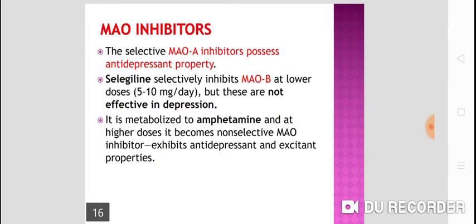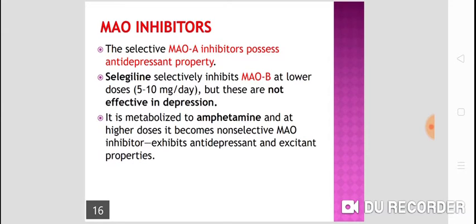Selegiline selectively inhibits monoamine oxidase B at lower doses, 5 to 10 mg per day, but these are not effective in depression; they are effective in Parkinsonism. But selegiline is metabolized to amphetamine, and at higher doses it becomes a non-selective monoamine oxidase inhibitor, and it exhibits antidepressant and excitant properties.